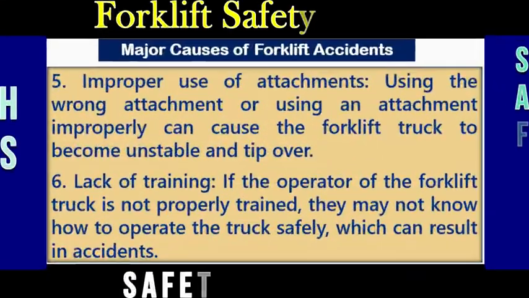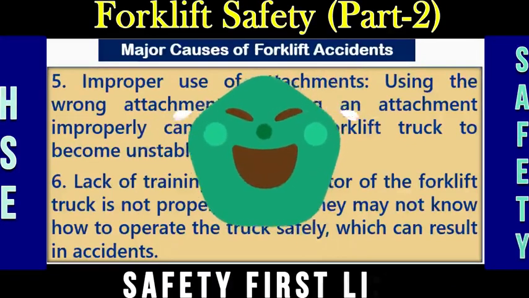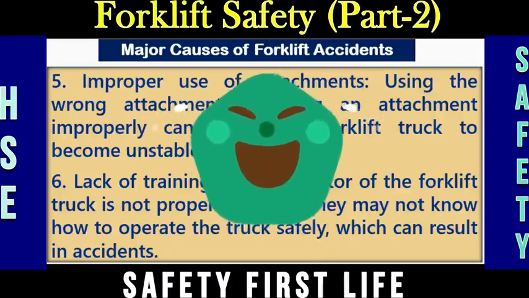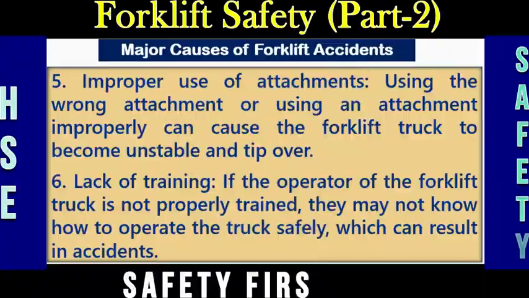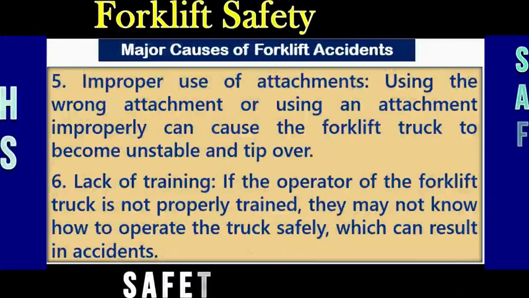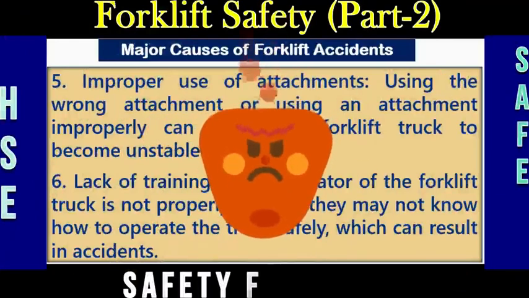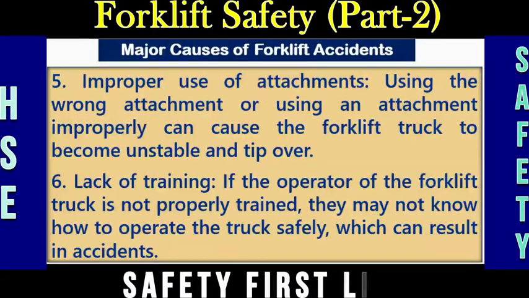Number 5, improper use of attachments. Using the wrong attachment or using an attachment improperly can cause the forklift truck to become unstable and tip over. Number 6, lack of training. If the operator of the forklift truck is not properly trained and competent, they may not know how to operate the truck safely, which can result in accidents and incidents.